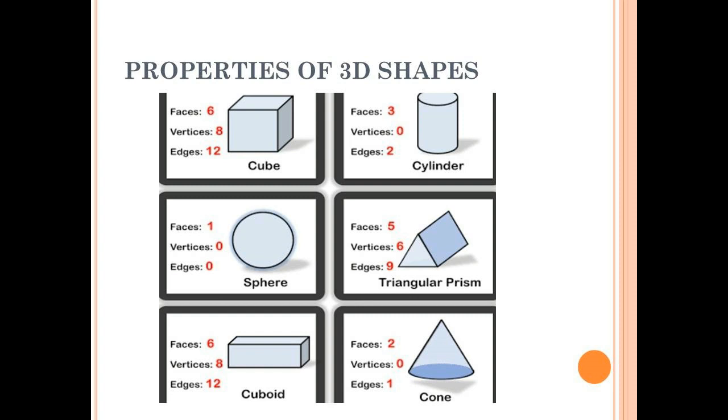Fourth one, triangular prism. It has 5 faces, 6 vertices and 9 edges. Fifth one, cuboid. Cuboid has 6 faces, 8 vertices and 12 edges. Next one, cone. Cone has 2 faces, 0 vertices and 1 edge.